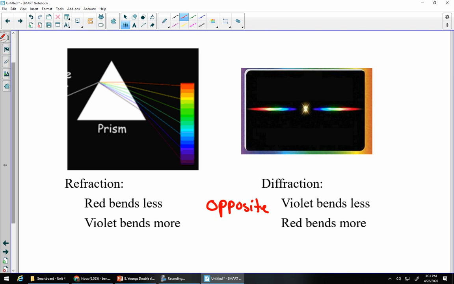But if you can remember one, you can remember the other because they're opposites. So typically I remember diffraction, where violet bends the least and red bends the most, because that's what we did in Physics 20 and we're doing again here. And then I just remember refraction is opposite.